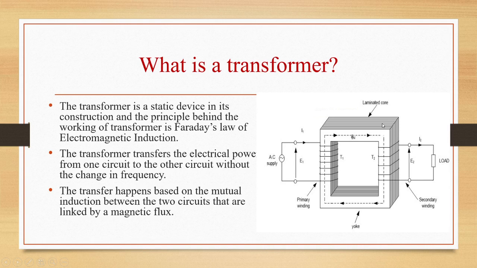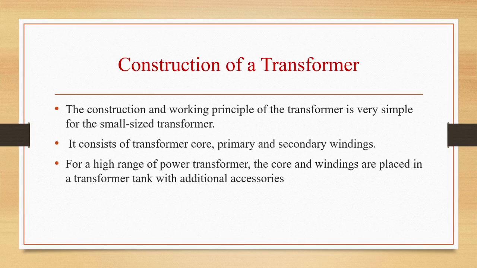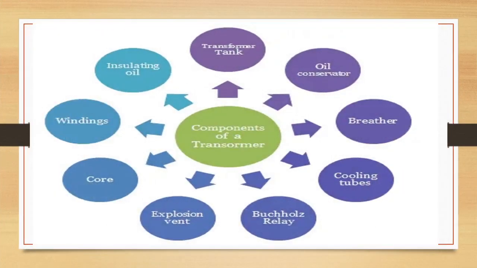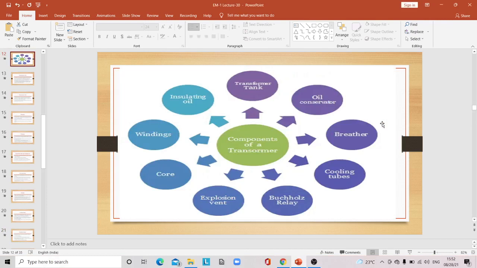So basically, construction wise there are two main parts of a transformer. One is winding and second one is core. But this can be used for only small types of transformer, whereas for larger transformer extra accessories are also there. So various components of a transformer are core, windings, insulating oil, transformer tank, oil conservator, breather, cooling tubes, Buchholz relay, explosion vent. So all these things we have seen in detail, and we have seen the core type, shell type in detail, and we have also seen the operating principle of transformer.